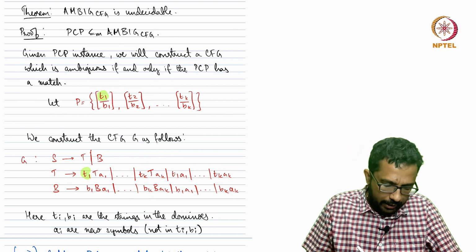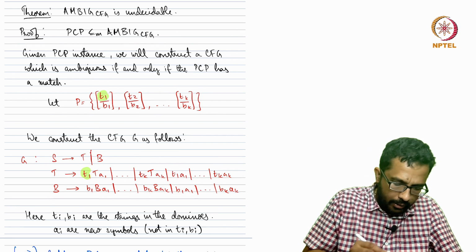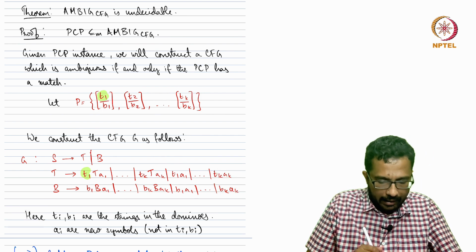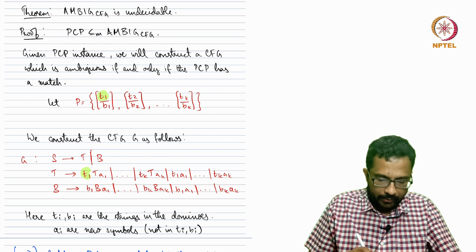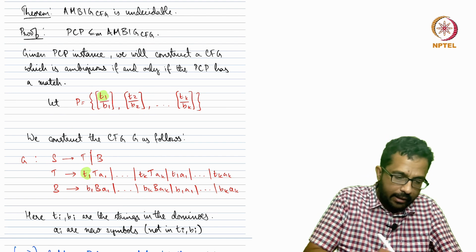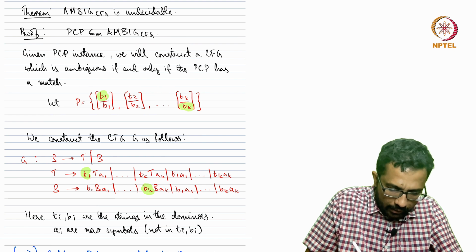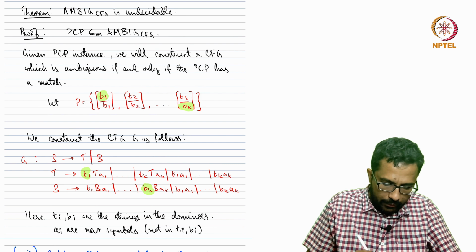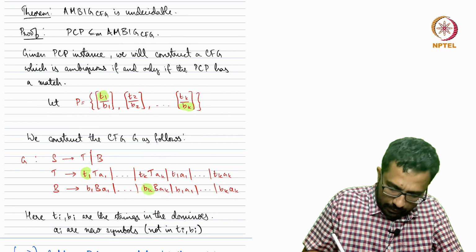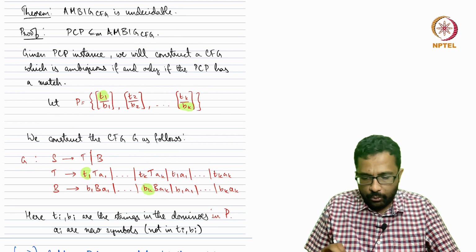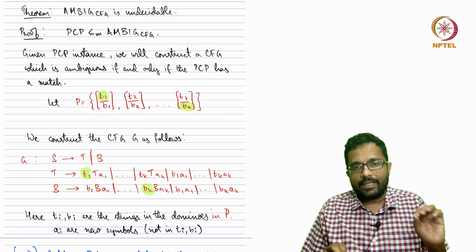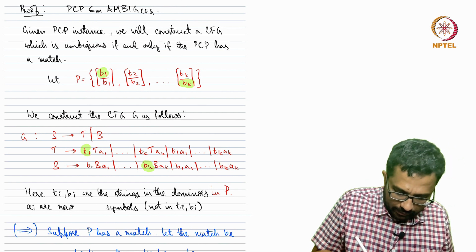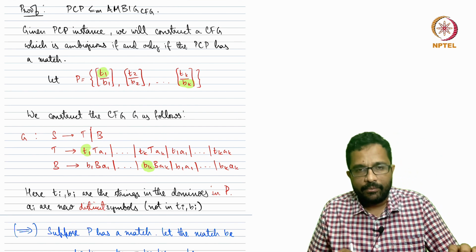The other branch involves the variable B. It is similar: B gives B1 B a1, where B1 corresponds to the B1 from the PCP instance, B2 B a2, and so on up to Bk B ak. B1 corresponds to B1 here, B2 corresponds to B2 here, and so on. So T1, T2, etc. are the strings in the dominoes of P, and a1, a2 up to ak are all new symbols. They are not strings, they are just symbols, and they are all distinct new symbols, meaning a1 is different from a2, and so on up to ak.